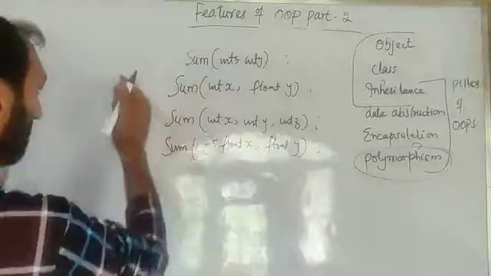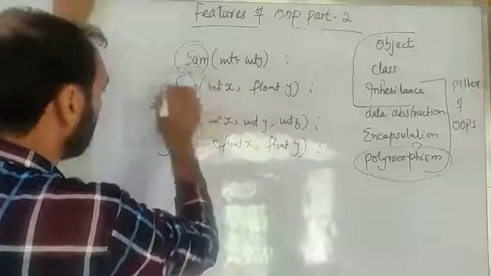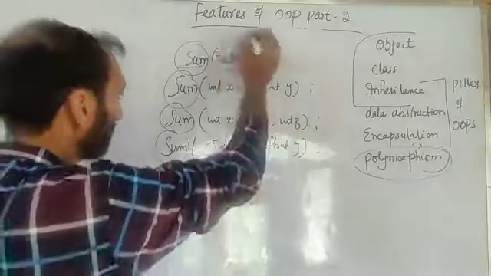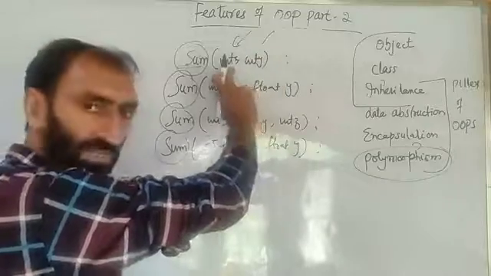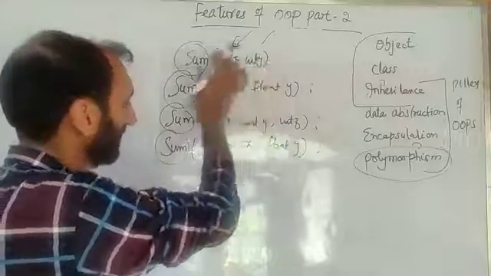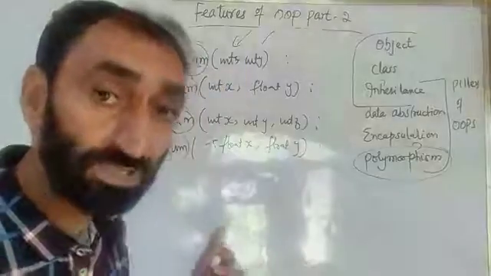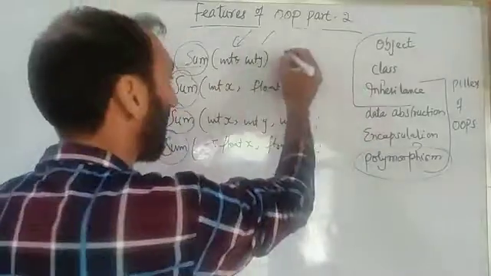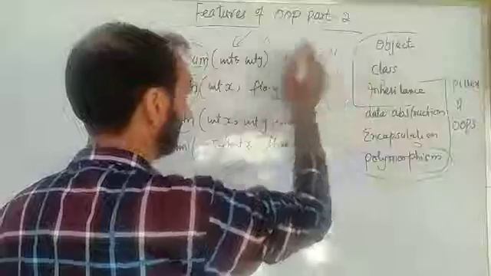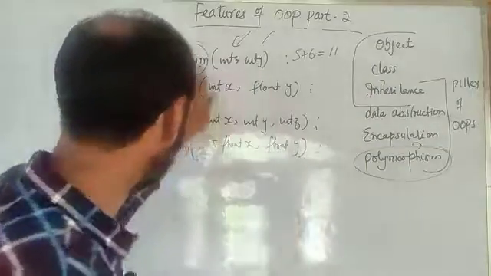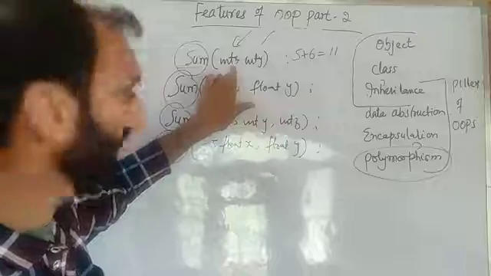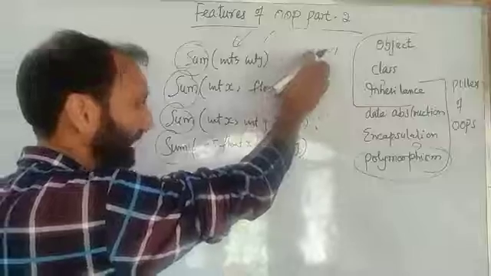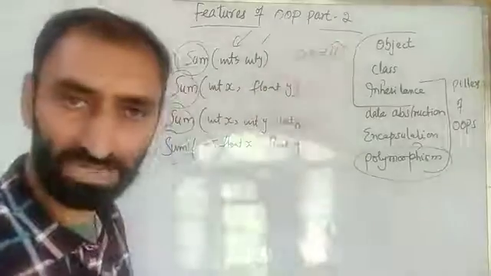First of all, here we know that sum is the name of the function. Depending upon the arguments, x and y, this sum is taking two arguments, both of type integer. This sum function performs the addition of two numbers, but those numbers are of type integer. For example, 5 and 6, that means 11. If these arguments are 5 and 6, it will print 11.